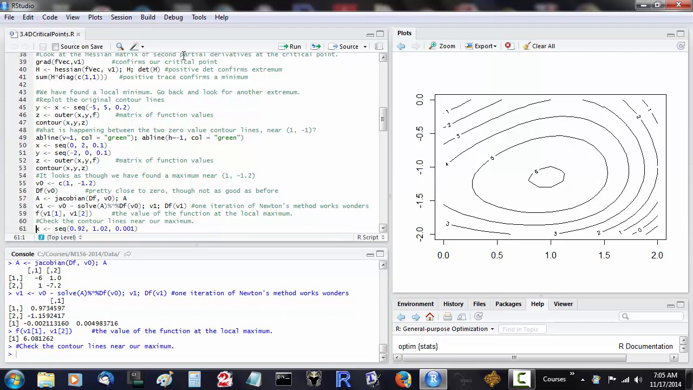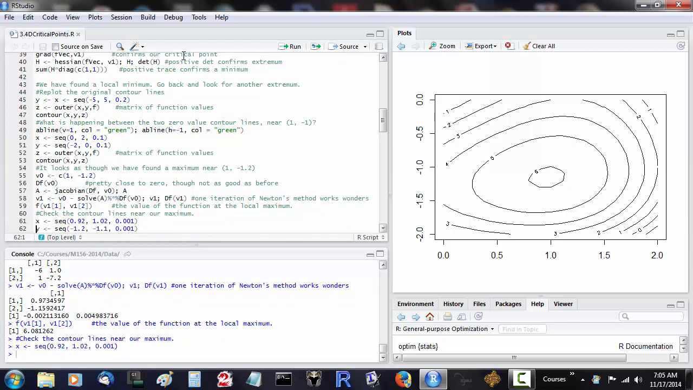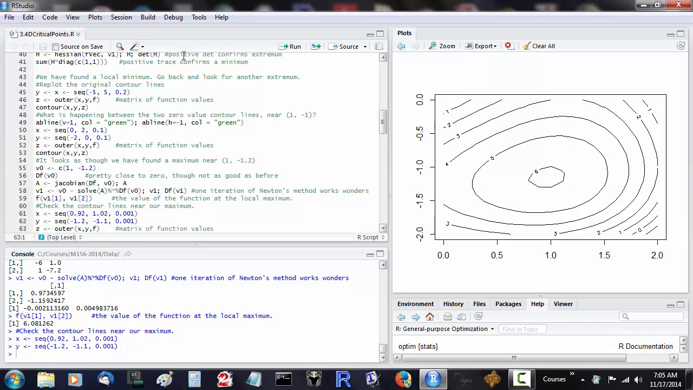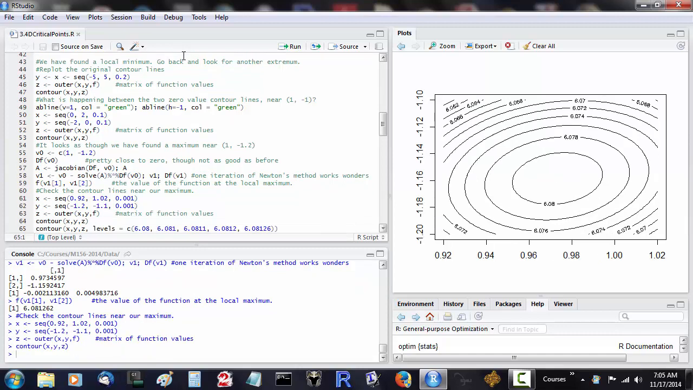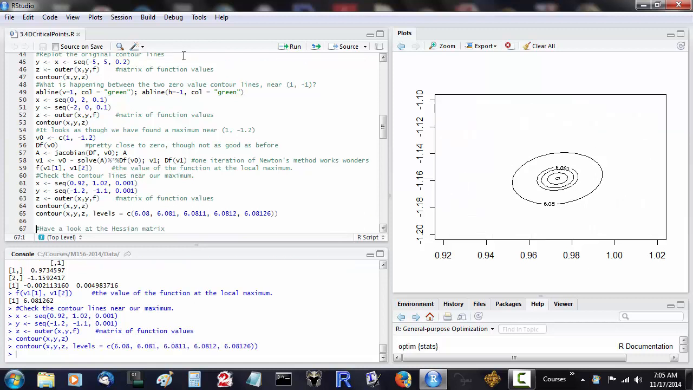We can reinforce our conclusion by drawing the contour lines near the maximum. We just plot the function very close to the maximum, and you see the typical behavior at a maximum. There are contour lines that encircle the maximum, and the values on the contour lines go up, up, up as we approach the maximum.